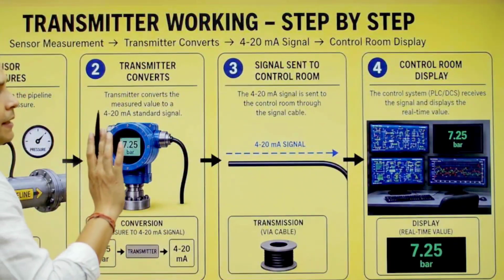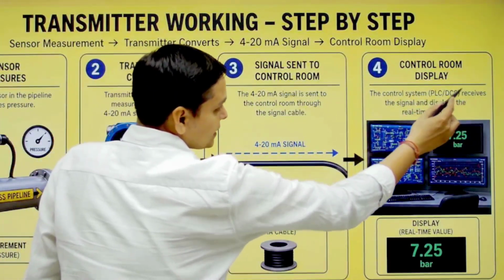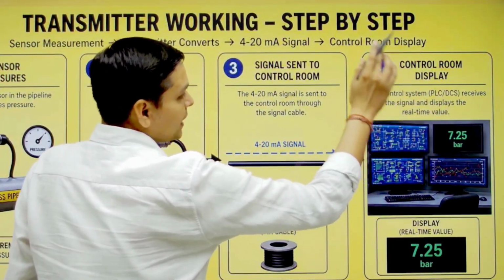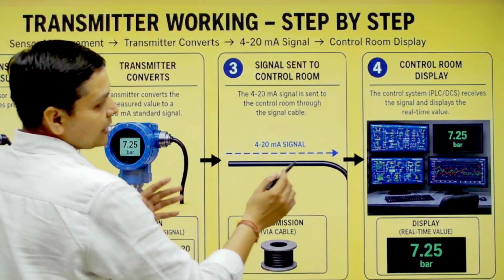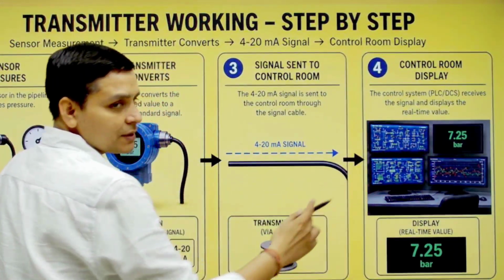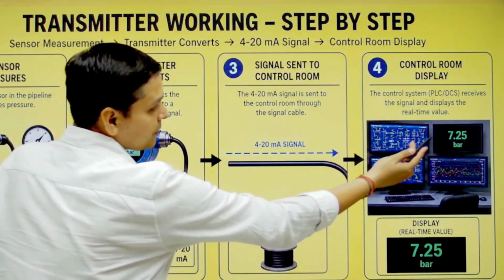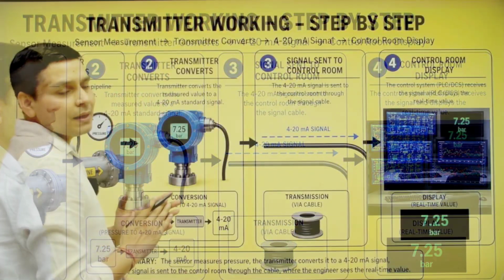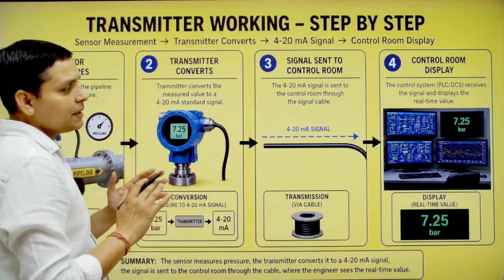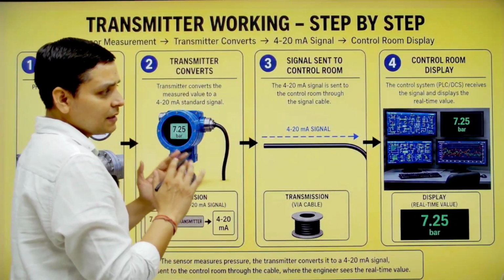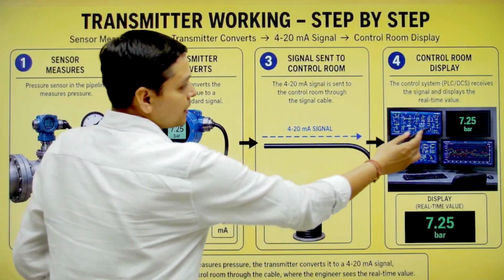And in the control room, the PLC or DCS receives the signal and displays the real-time value. Here the PLC, DCS system, SCADA system or HMI will display the real-time value. Real-time value means the pressure exactly measured by the sensor will be displayed in the control room.